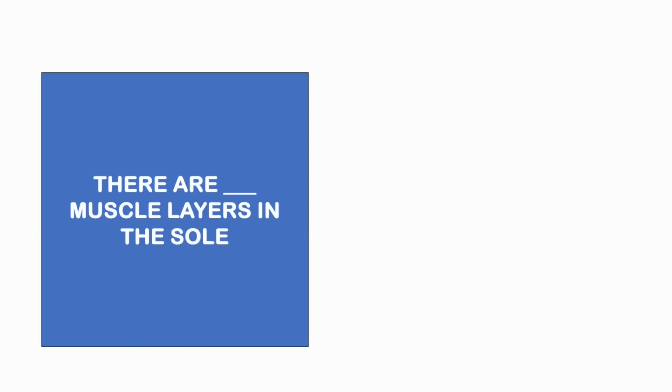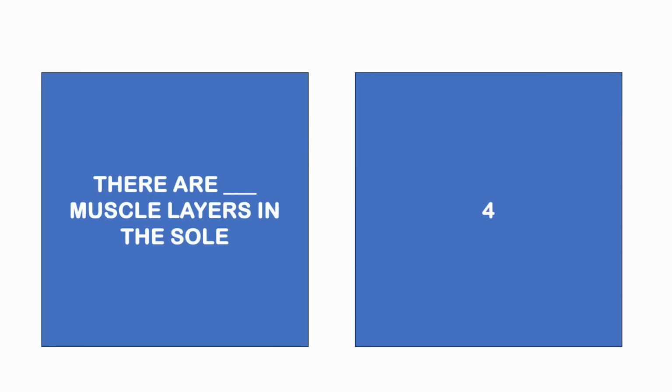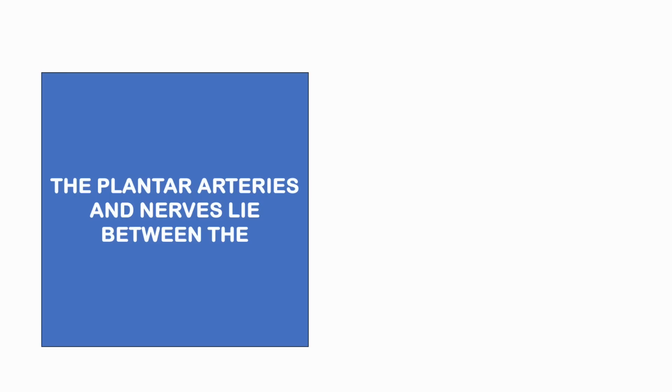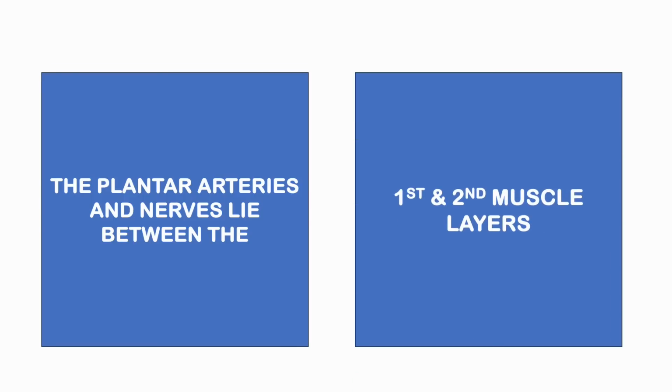There are what number of muscle layers in the sole? There are 4 muscle layers in the sole. And the last part for today: the plantar arteries and nerve lie between which layer in the sole of the foot? They lie between the first and the second muscle layer.